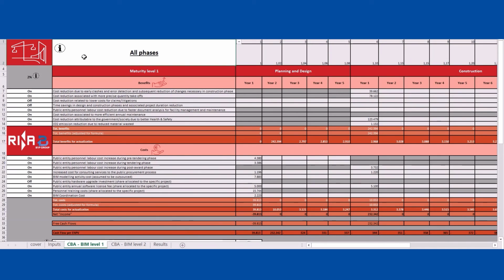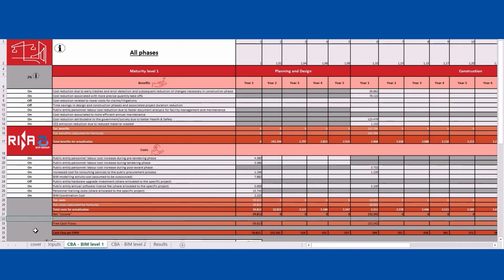Here, the inflation rate applied to the cost benefit analysis indicated in the input page is reported. For each cost and benefit, you can select whether the indicator must be included or excluded from the analysis. Let's assume that our organization does not need any investment in hardware upgrades, as we believe our current equipment already enables the proper adoption of BIM in the project. In this case, we select Off.